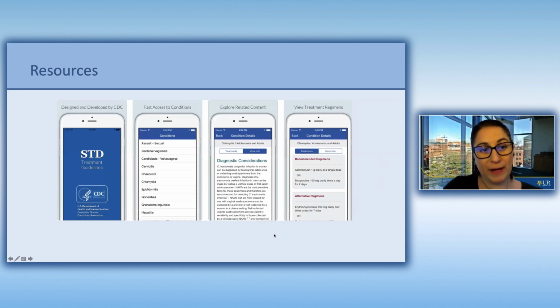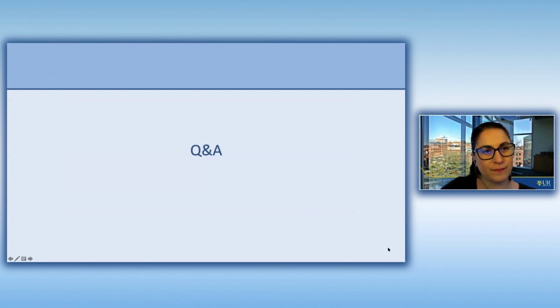I hope most of you know about this one, the CDC's STD treatment guidelines, really, really handy for how to treat all the different STIs, with diagnostic considerations, alternative regimens, and some data behind it. So that's a really nice one too. And I think at this point, we'll open it up for questions.